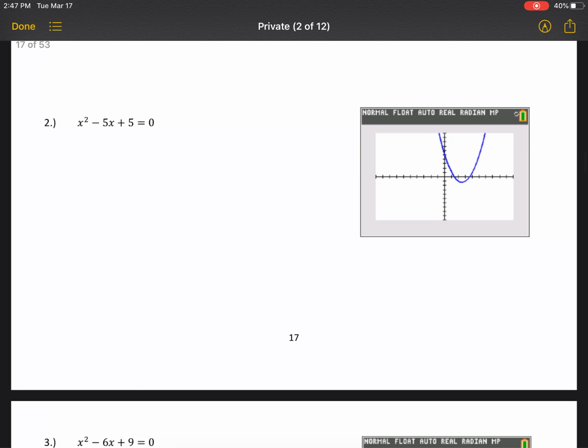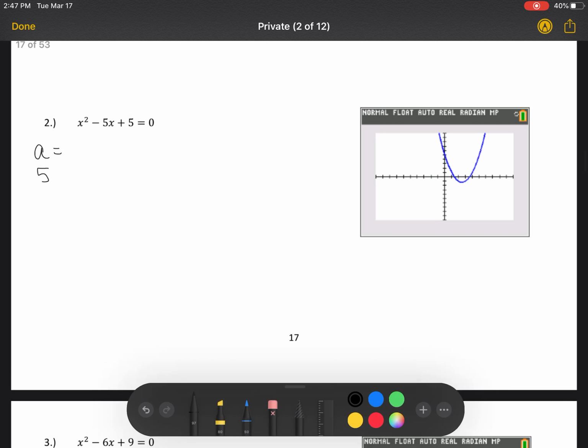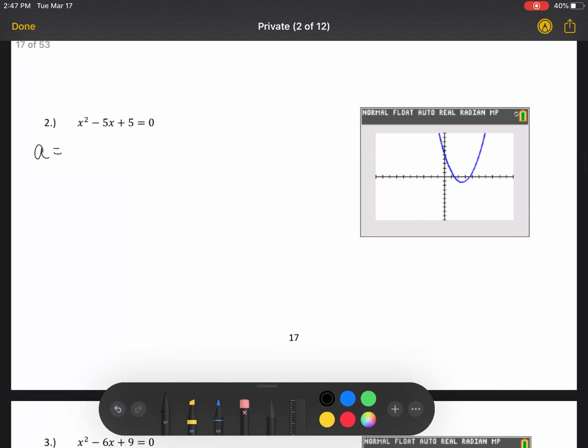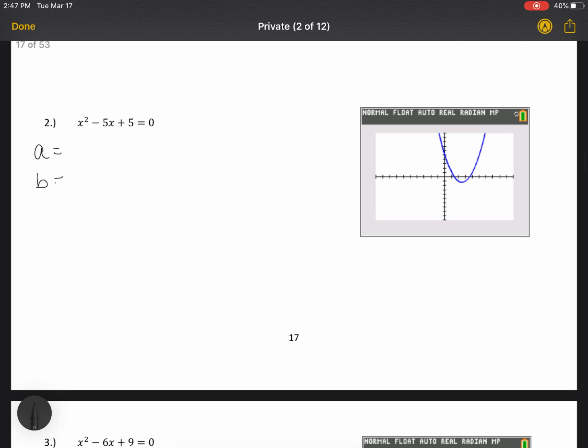On to number 2, x squared minus 5x plus 5 is already in standard form, so I'm going to list out my a, b, and c. A is 1, b is -5, c is 5. And then use that quadratic formula at the top of this page to plug a, b, and c in.